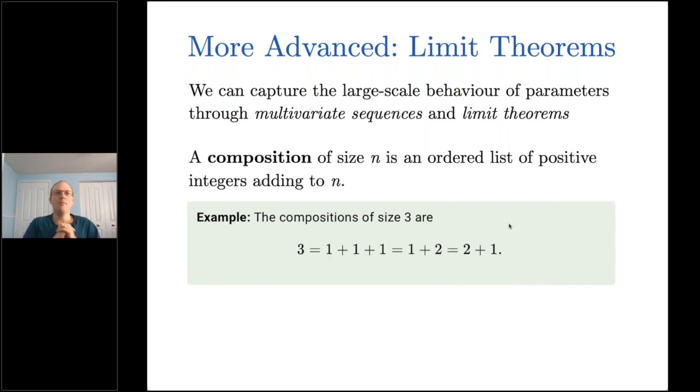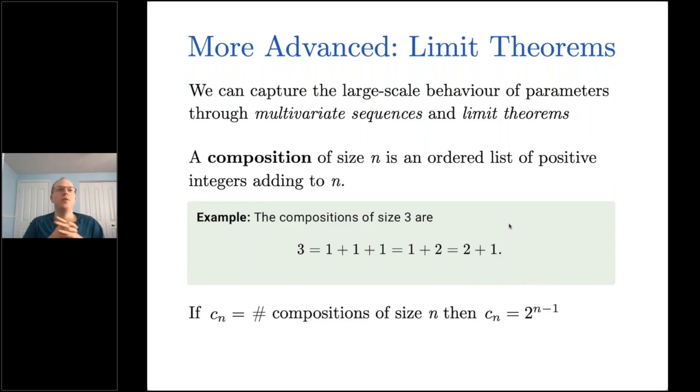So for example, the compositions of size 3: you could just have 3 itself. You could have 1 plus 1 plus 1. You could have 1 plus 2. You could have 2 plus 1. And because we're considering an ordered list of positive integers, we treat 1 plus 2 and 2 plus 1 as 2 distinct things.